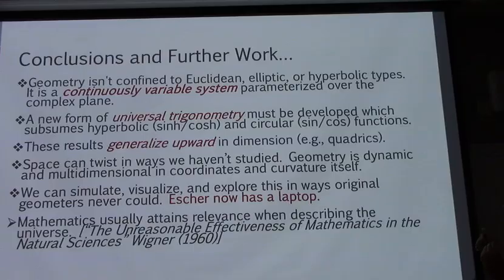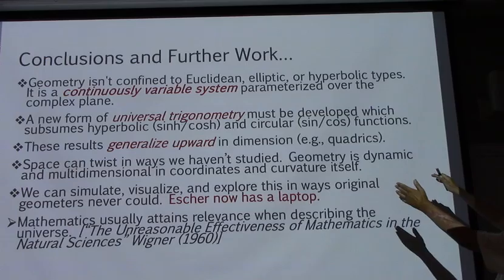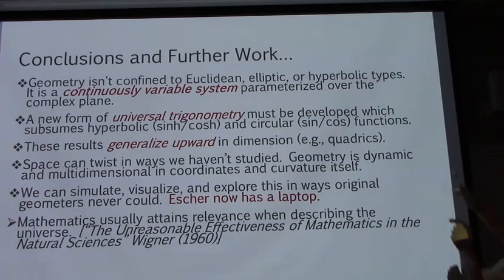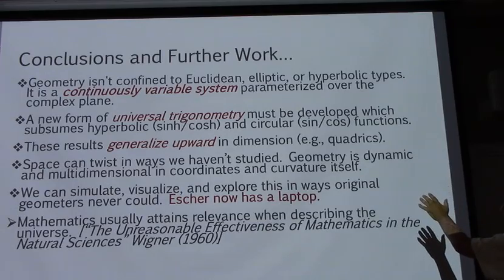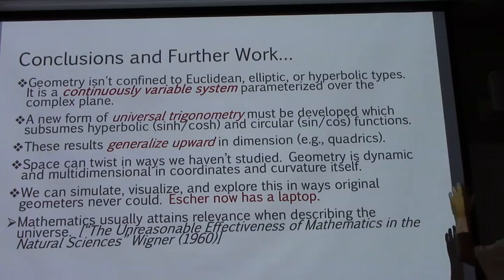This also says that those 3 trigonometries that you saw earlier, there's a trigonometry which is more the general case that subsumes both the models for hyperbolic and for circular. And we're talking 2 dimensions here. This can be generalized upward to 3 and 4 and 5 dimensions. Quadratic surfaces are in 3 dimensions.